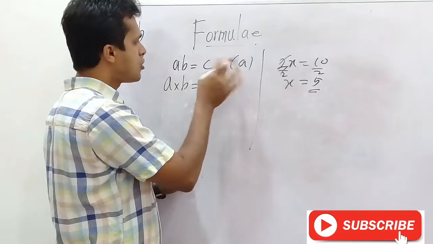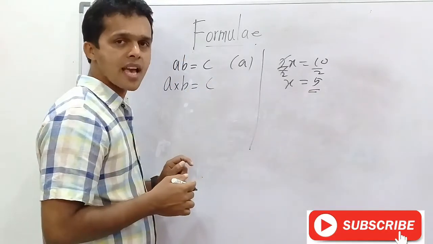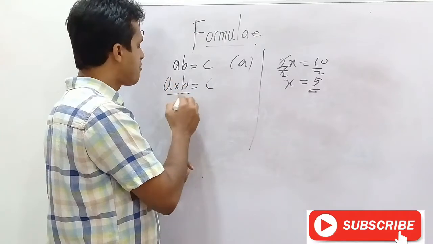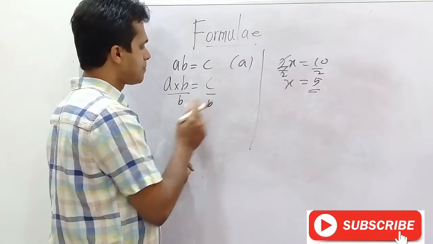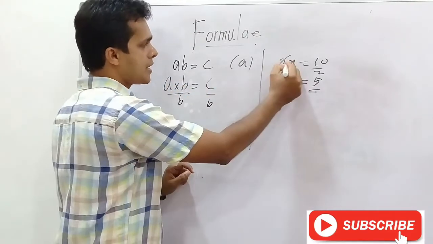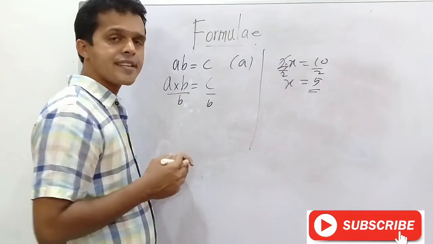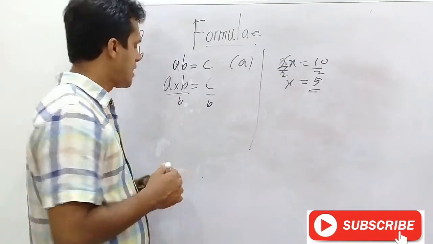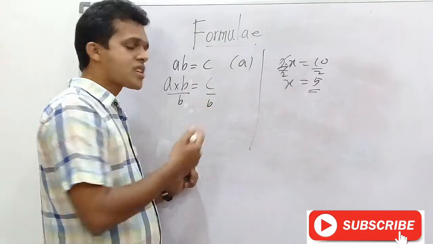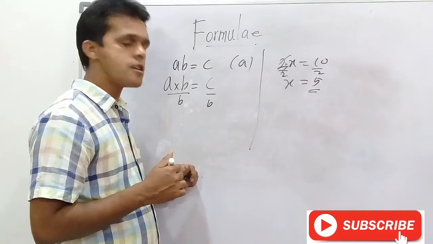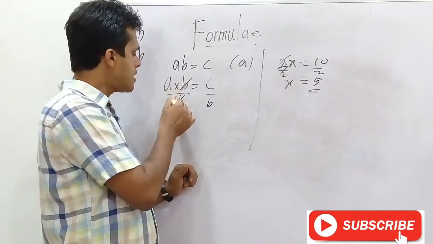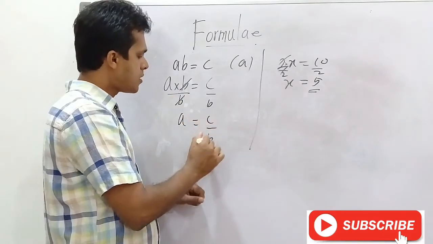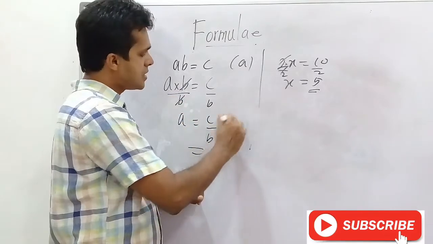Here you have to write the term a as the subject of this formula, ab equals c. So both sides are divided by b. When it is multiplied, it is divided. Don't forget, both sides are divided by b. So b and b can be cancelled out. So a equals c over b. Here it is, this is the answer.